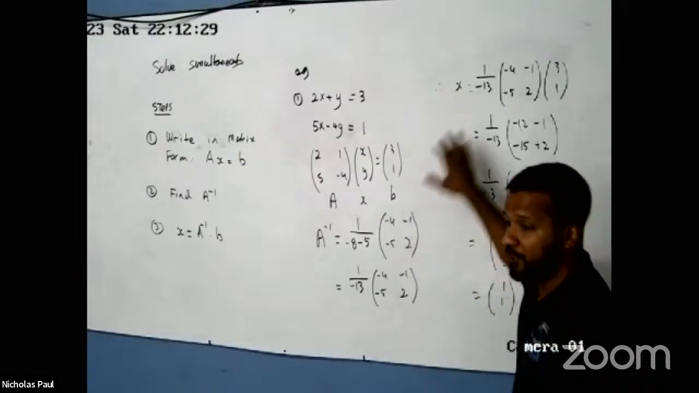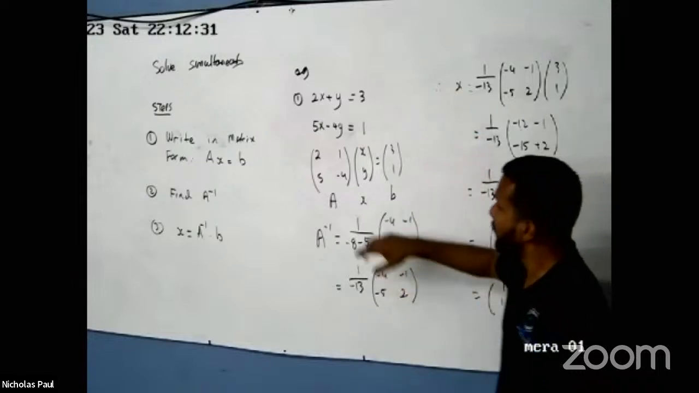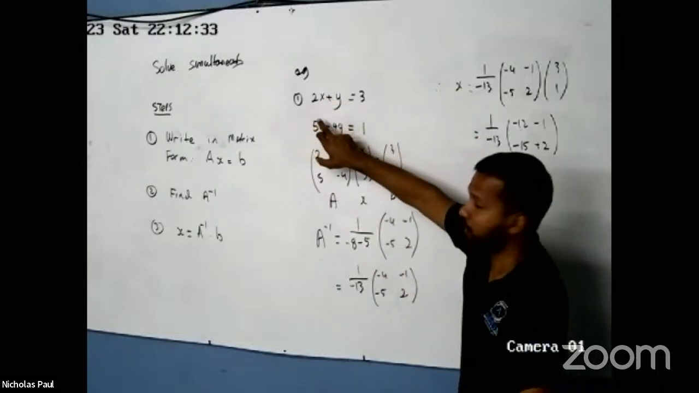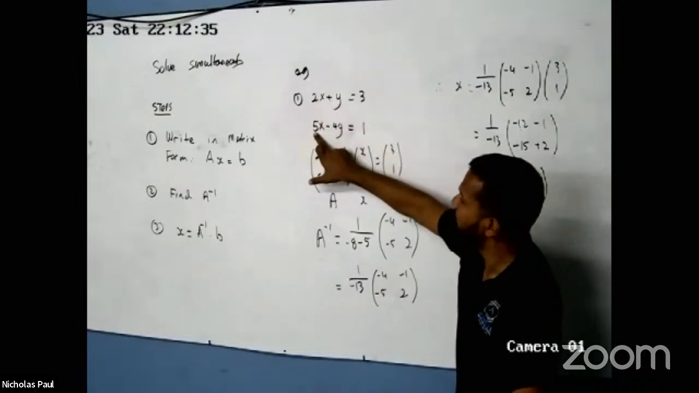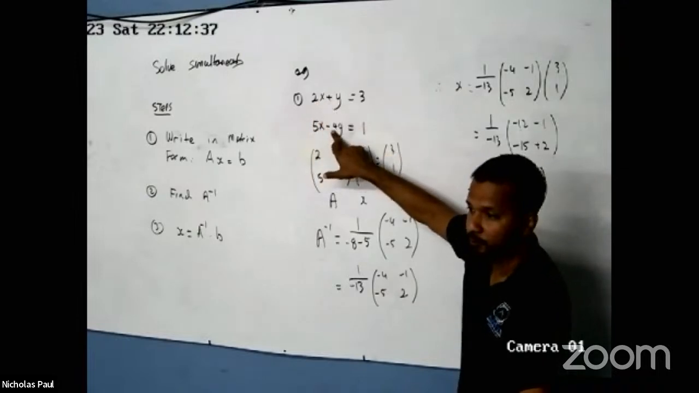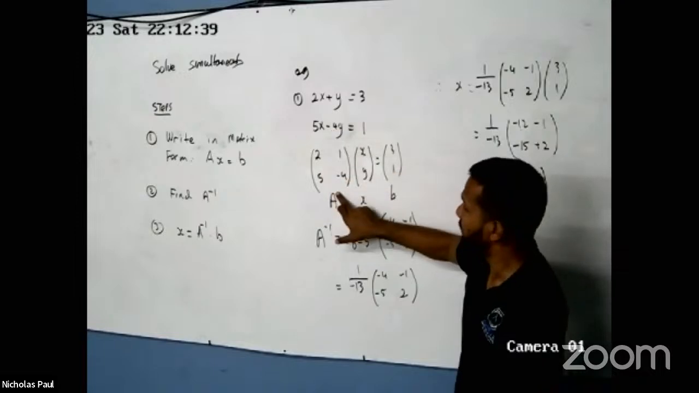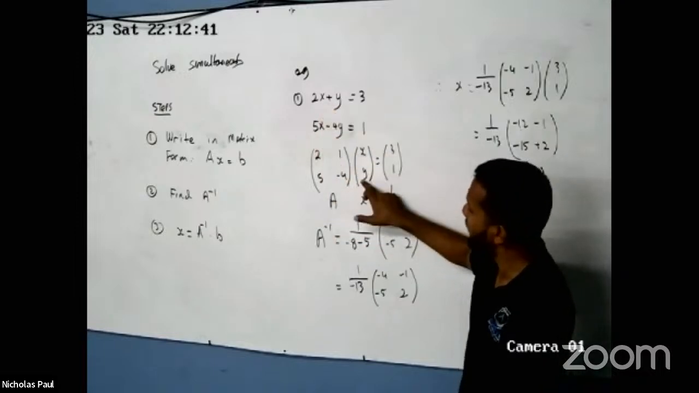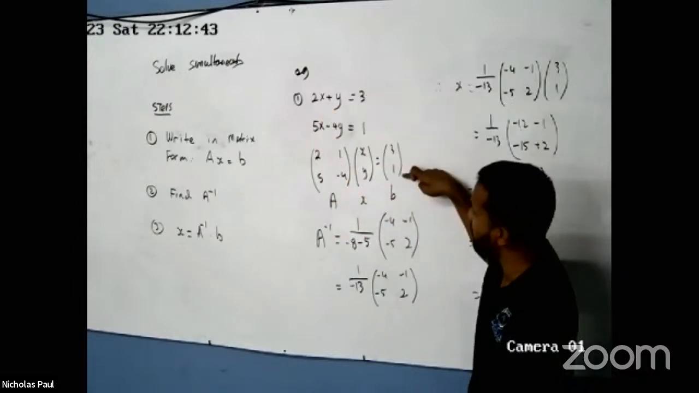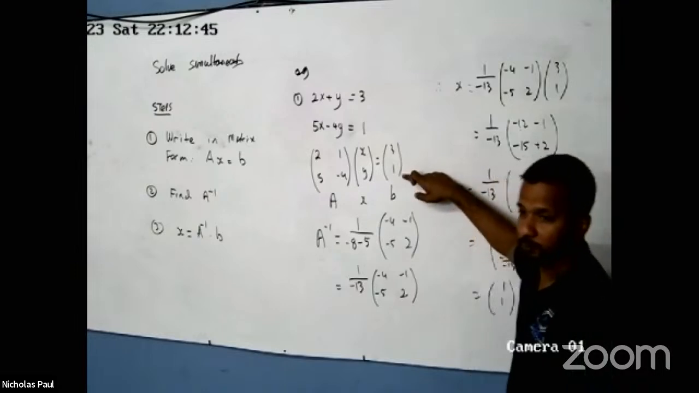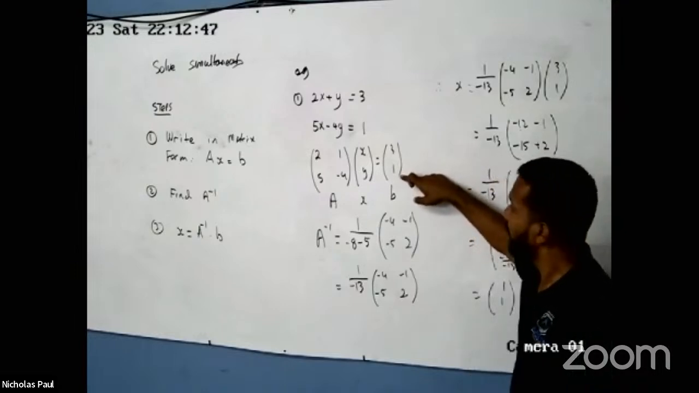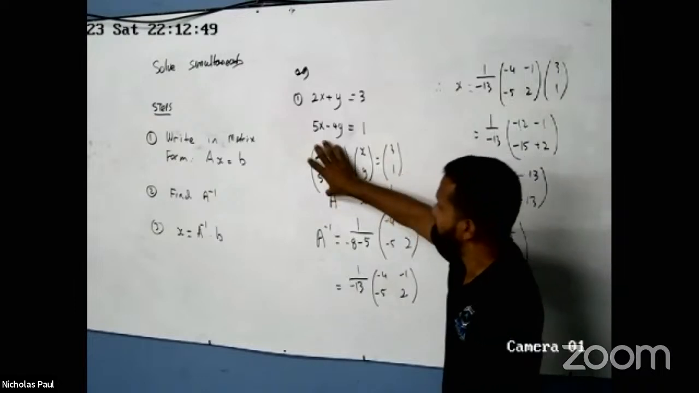But okay with that, so let's watch it back one more time. So I took all the coefficients, right? 2, 1, 5, minus 4. That's okay? I wrote it here. XY goes here, and the answer 3, 1 goes here. That's okay? And then this is the A.